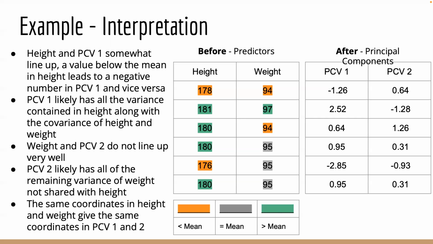However, weight and PCV2 do not line up very well at all. PCV2 likely has all of the remaining variance of weight not shared with height. However, notice the same coordinates in height and weight give the same coordinates in PCV1 and PCV2.